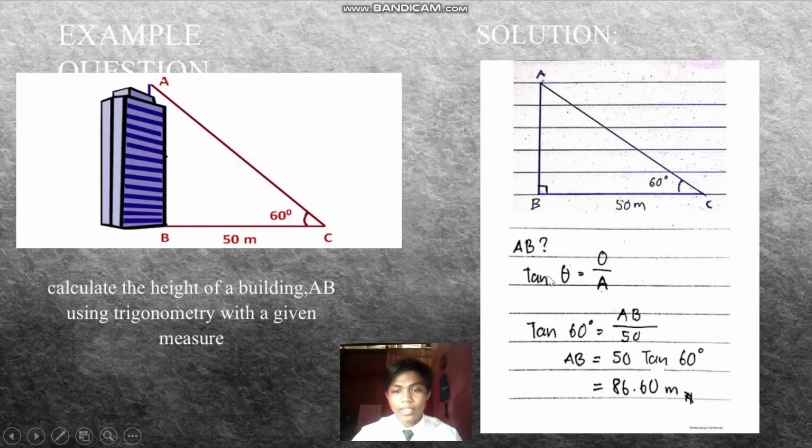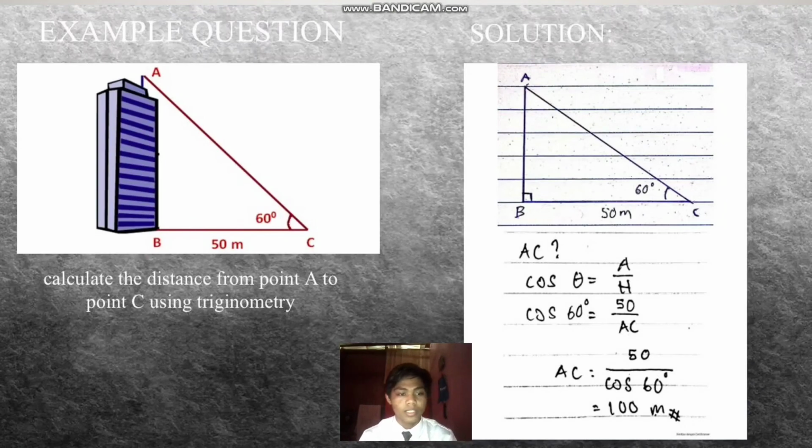We use the formula tangent because we have the angle and the adjacent, and we are going to find AB, or the opposite. Tangent 16 degrees equals AB over 15. AB is the opposite, 15 is the adjacent, and 16 is theta. So AB equals 15 tan 16 degrees, and the answer is 86.60 meters.